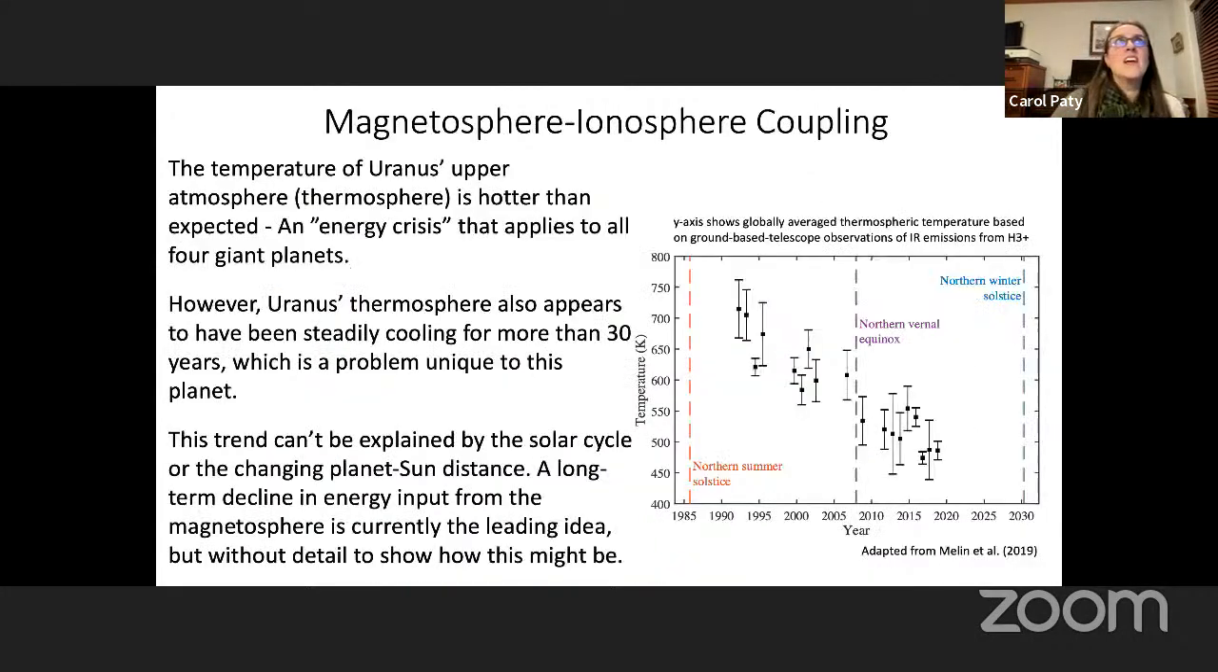And the last thing I'll mention, because I think some of you might be interested in planetary astronomy and atmospheric astronomy, there's this coupling between the magnetosphere and the ionosphere, what we call magnetosphere thermosphere, which is probably actually important at the ice giants, even more so than it is at Earth. And that's because it helps us with this mystery. The temperature of Uranus's upper atmosphere, or what we call the thermosphere, is hotter than expected for its distance from the sun. It's a bit of an energy crisis, if you will, that applies to all four of the giant planets. They all have thermospheres that are hotter than you would expect based on their distance from the sun.